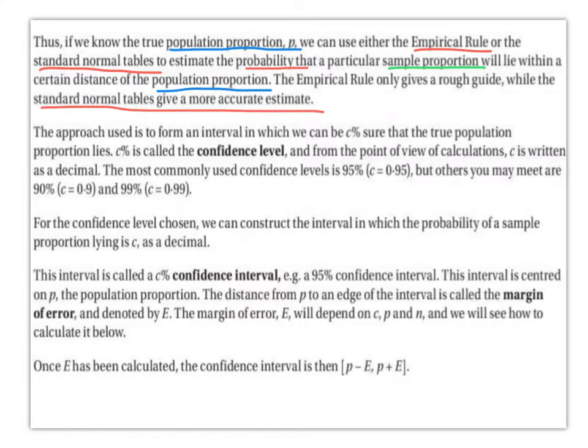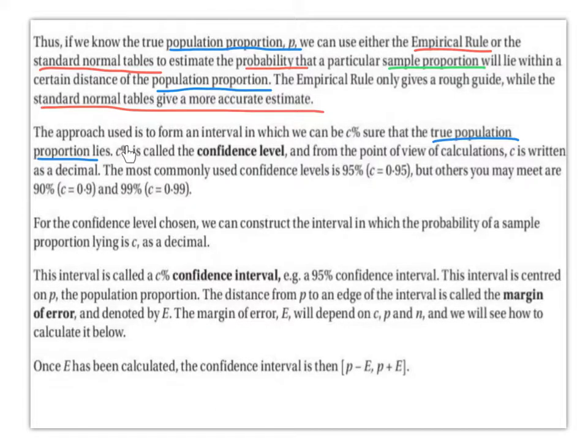The approach used is to form an interval in which we can be C% sure that the true population proportion lies. So, for example, if the true population proportion was 10%, but we did not know that, we might be able to work out that the true population proportion lies between 5% and 15%. So we're trying to come up with an interval in which we know that the true population proportion lies. And we are going to be a certain percentage confident of that.